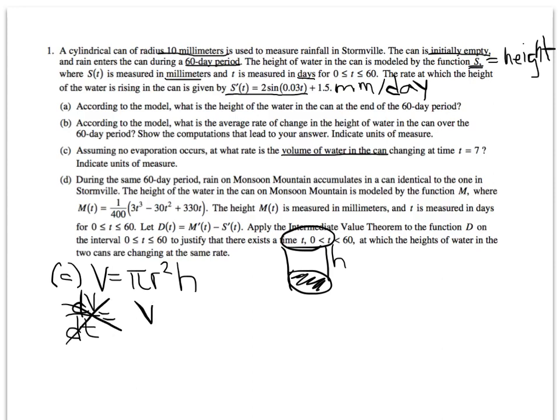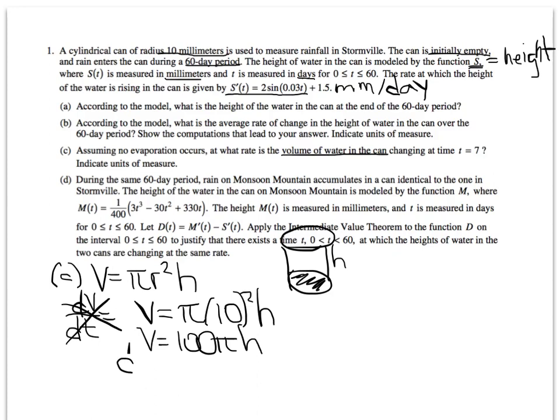So before I start, I'm sorry, you guys, volume is going to be pi. Now the radius is constant in this problem. The can has a radius of 10. So then we know volume is 100 pi times h. Now I'm going to take the derivative of volume with respect to time. Okay? Now here, the only variable is h. So it's going to be 100 pi, and the derivative of h with respect to time.